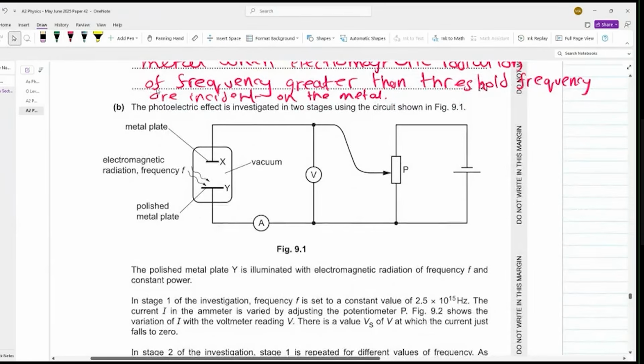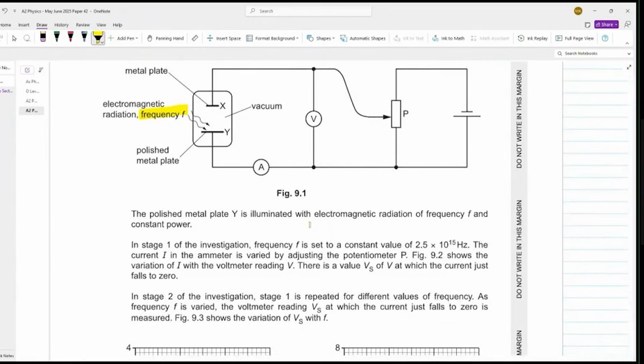The photoelectric effect is investigated in two stages using the circuit shown in figure 9.1. Okay. This is a metal plate. These are electromagnetic radiation, the frequency F. This results in the emission of electrons. The polished metal plate Y is illuminated with electromagnetic radiation, the frequency F, and constant power.